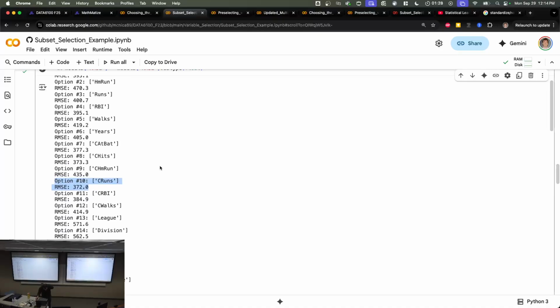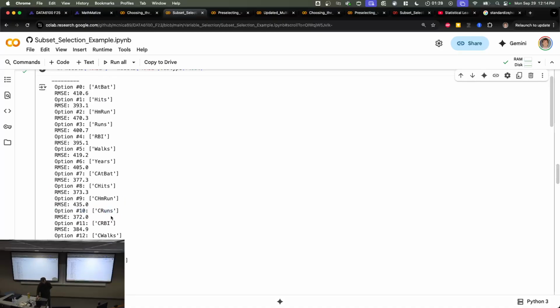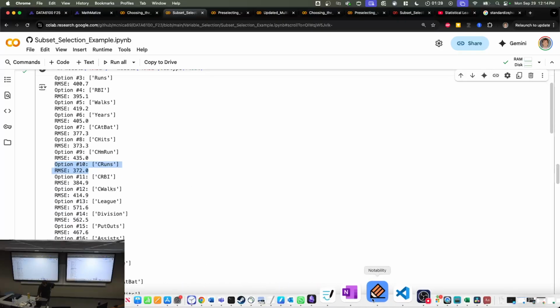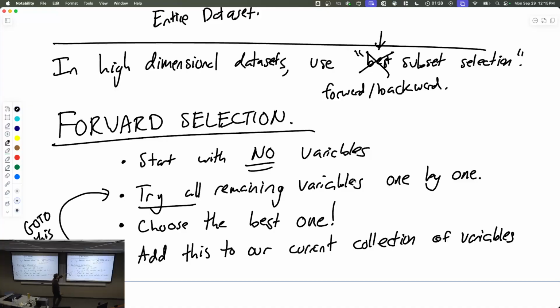Anything else? Some of these things are very not predictive, like the errors or the assists. These have really high error. But the one that has the lowest error, I think, is the C runs, unless I'm missing one. Anyone see a lower one than 372? Okay, so what did we do? We tried all the variables one by one because we started with nothing, so the remaining variables was all of them. We choose the best one, that's the C runs, and we're going to add C runs to our collection, and then we're going to go over here and try everything else again.